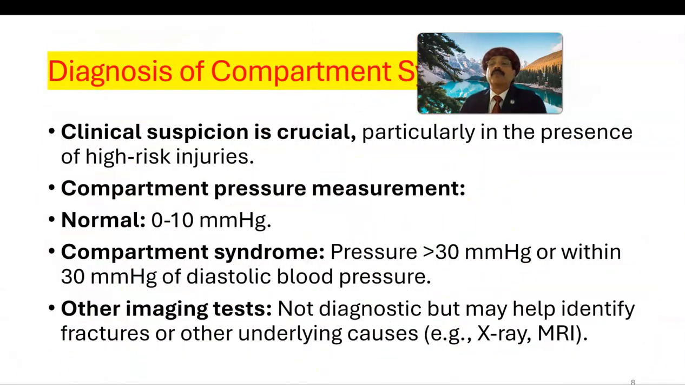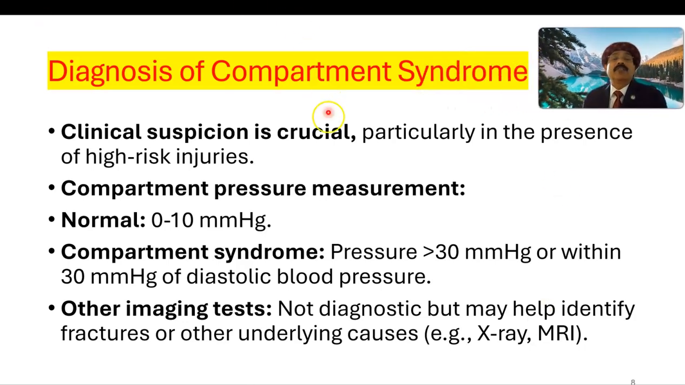Diagnosis of compartment syndrome. How can I diagnose? Clinical suspicion is crucial, particularly in the presence of high-risk injuries. Compartment pressure measurement: normal pressure is 0 to 10 millimeters of mercury. Compartment syndrome is diagnosed at pressure greater than 30 millimeters of mercury, or within 30 millimeters of mercury of the diastolic blood pressure. Other imaging tests are not diagnostic, but may help identify fractures or other underlying causes. That is X-ray and MRI. We can diagnose the tissue damage and the bone fracture.